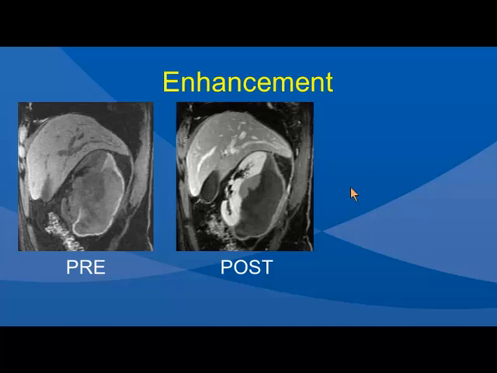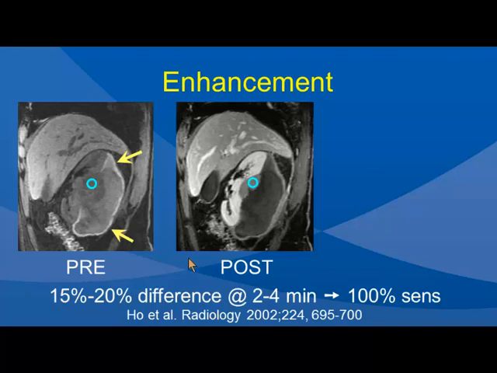And as you can see here, this patient presented with a perirenal hematoma, a spontaneous large hematoma, and you can already tell there is something in the center that is probably enhancing. And if we compare the signal intensity, it's been shown that if you have a 15% difference between the pre-contrast and post-contrast images at 2 minutes, you essentially have perfect sensitivity for the presence of enhancement.